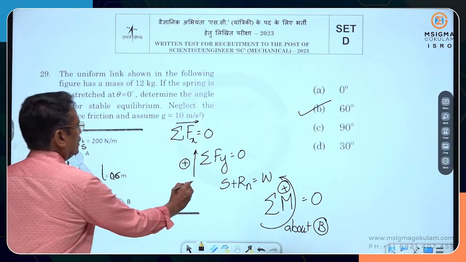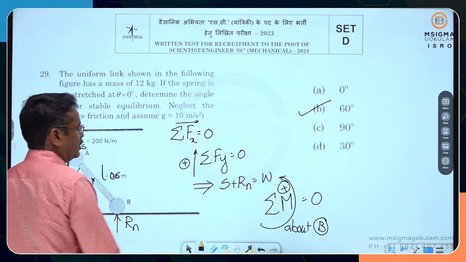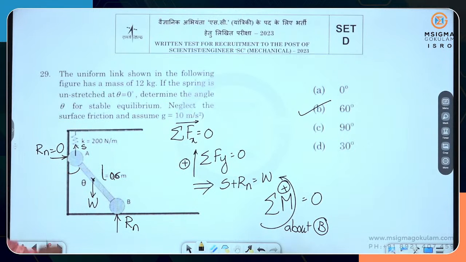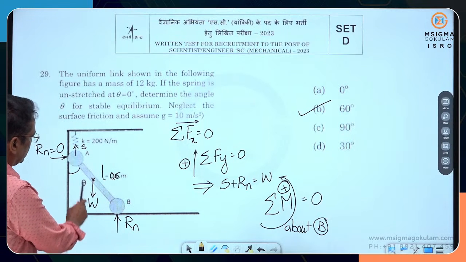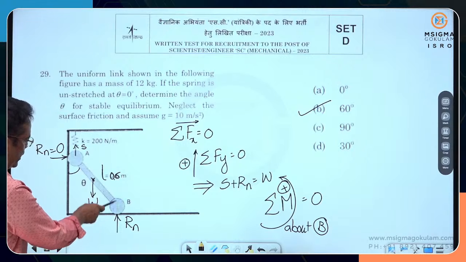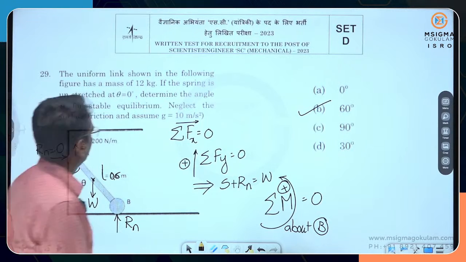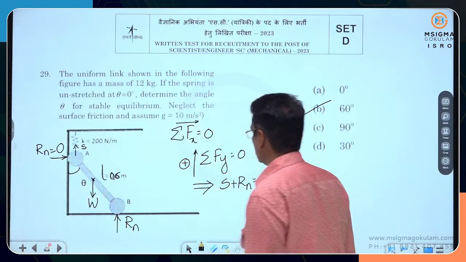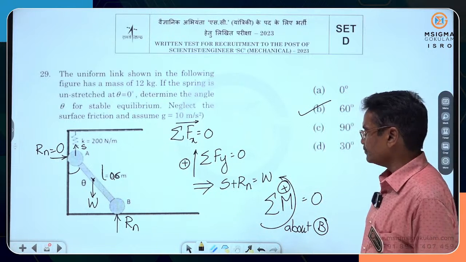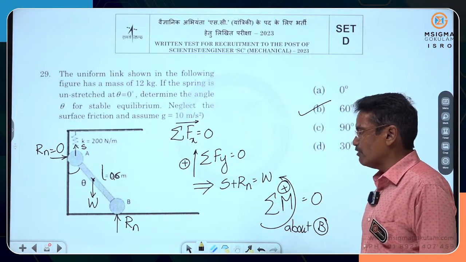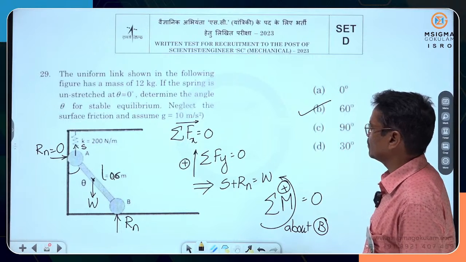So these are the 3 equations of equilibrium. Sigma Fx is equal to 0 means Rn should be 0. Sigma Fy is equal to 0 means the weight is downwards, Rn is upwards, and S is upwards. S is the spring force. 2 unknowns and 2 equations, so we can easily solve the problem.